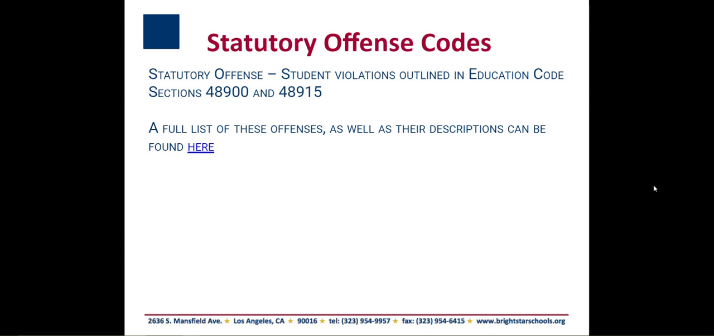Okay, so what are statutory offenses? There is a list of them. A statutory offense is any violation that is committed by a student as outlined in Education Code sections 48900 and 48915. There's a long list of them, and I'm not going to include those here, but there's a link. If you click on this link on your own, you'll go to a Google Sheet that provides you with the name and description of each of those offenses.